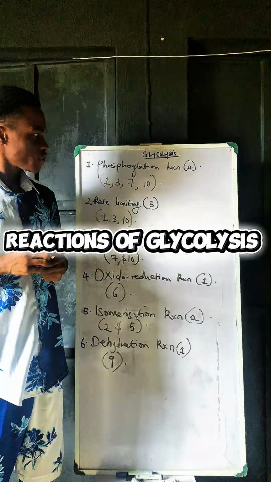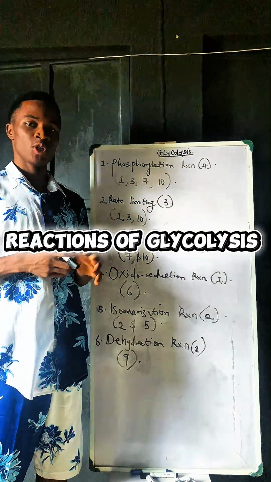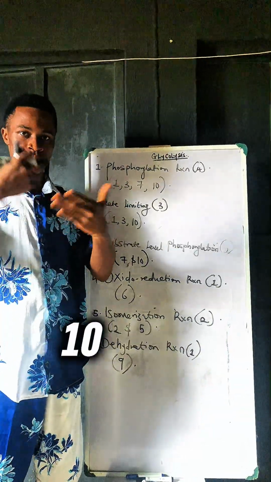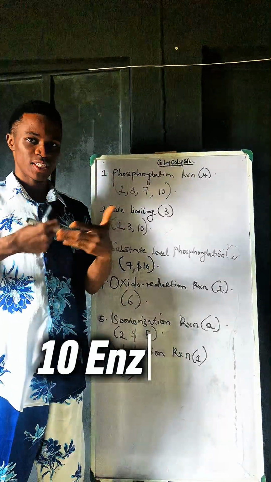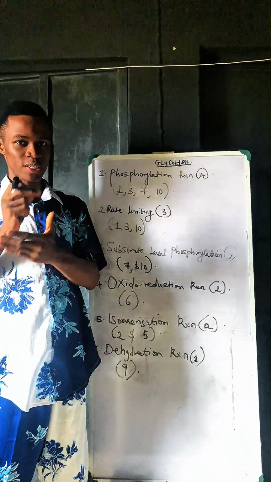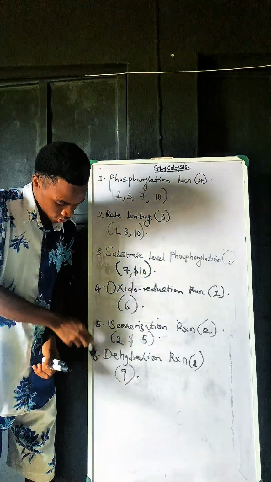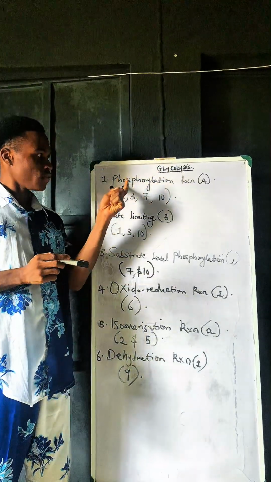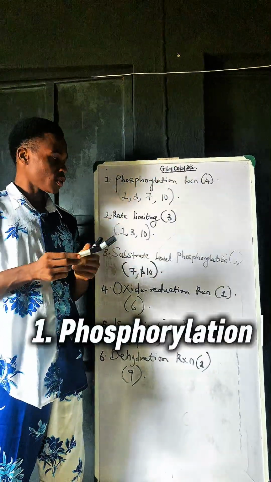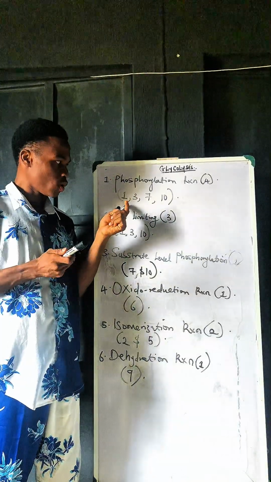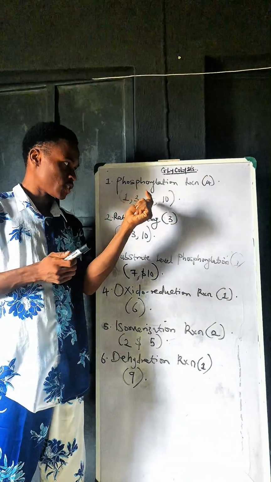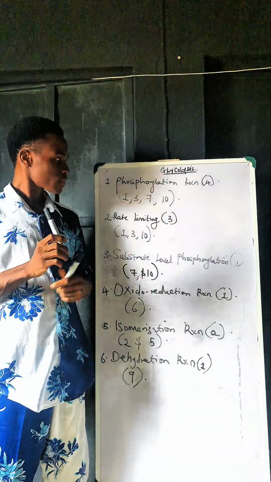About the reactions, we say that glycolysis is made up of about 10 steps catalyzed by 10 different enzymes if it is to be aerobic, in the presence of oxygen. This is a summary of the whole reactions occurring in glycolysis. First thing is the phosphorylation reactions, which are reaction 1, reaction 3, reaction 7, reaction 10.